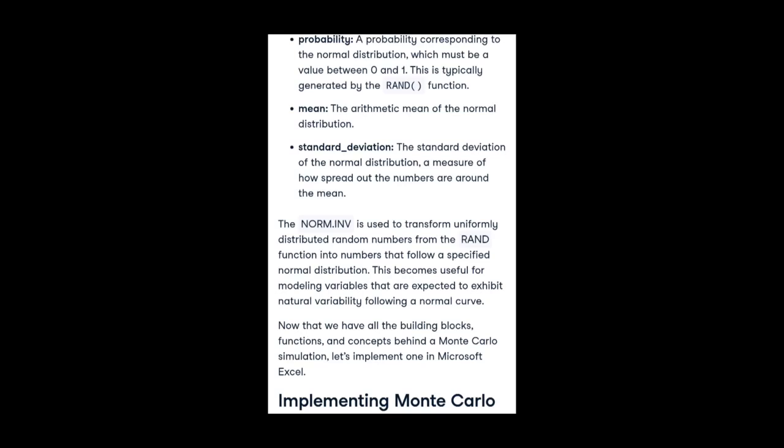Mean, the arithmetic mean of the normal distribution, and standard deviation we have to take. The standard deviation of the normal distribution is a measure of how spread out the numbers are around the mean. Mean already we know: the sum of observations divided by the number of observations is the formula for mean. For normal distribution we have to take the mean and the standard deviation, a measure of how the values are spreading around the mean.